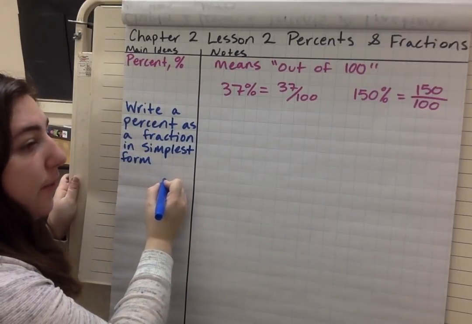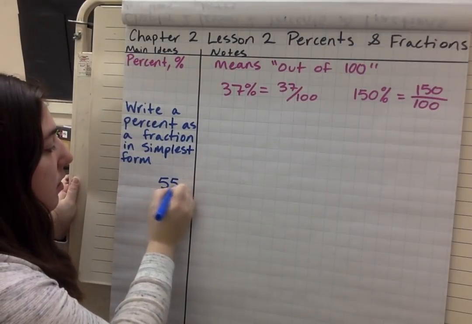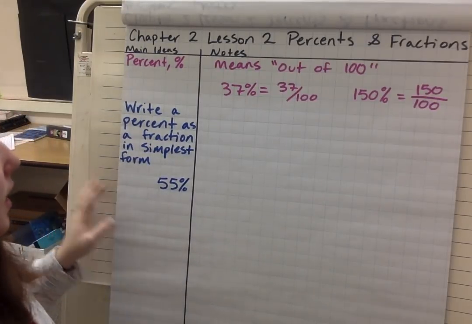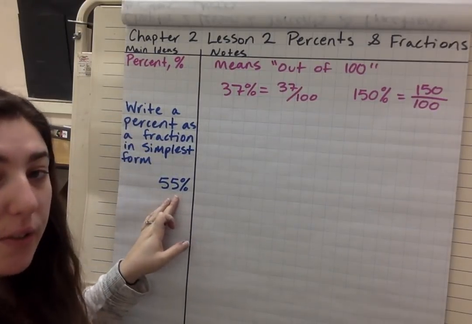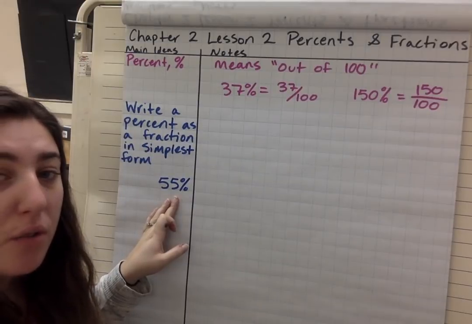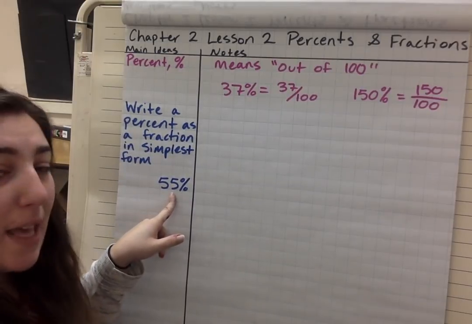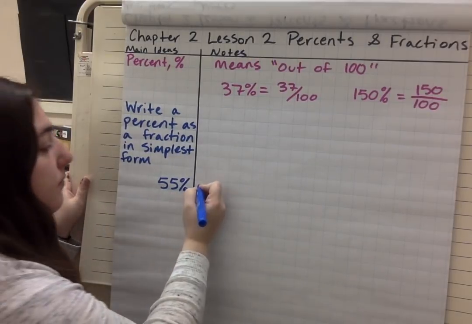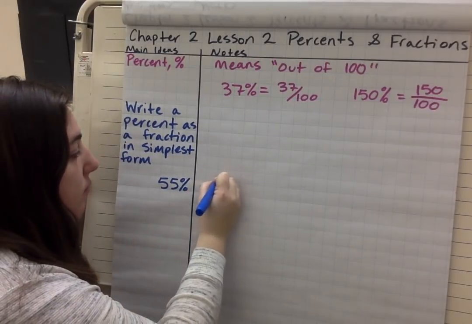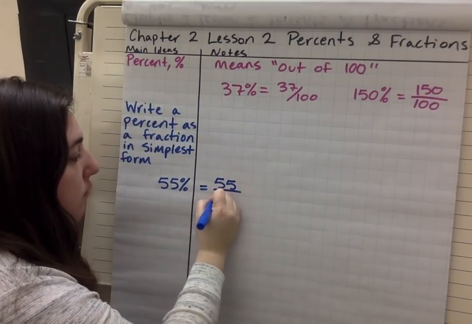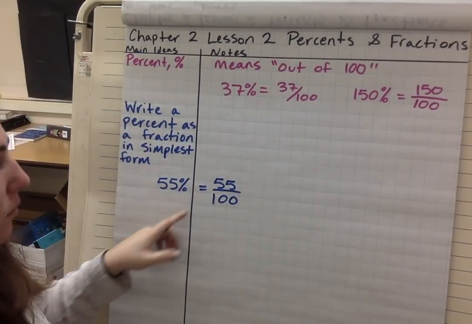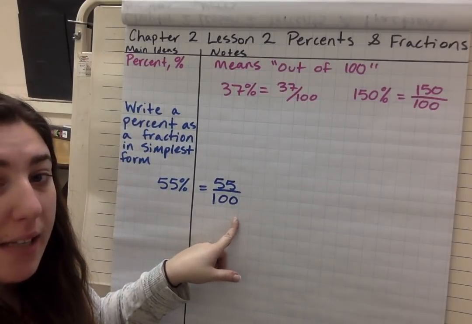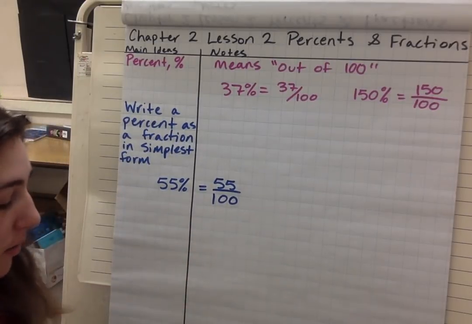So 55% is the first percent we're going to use. Remember, this just means 55 out of 100. So the way I say it is the way I'm going to write it, 55 out of 100, okay? And I'm not done yet. I still need to simplify.